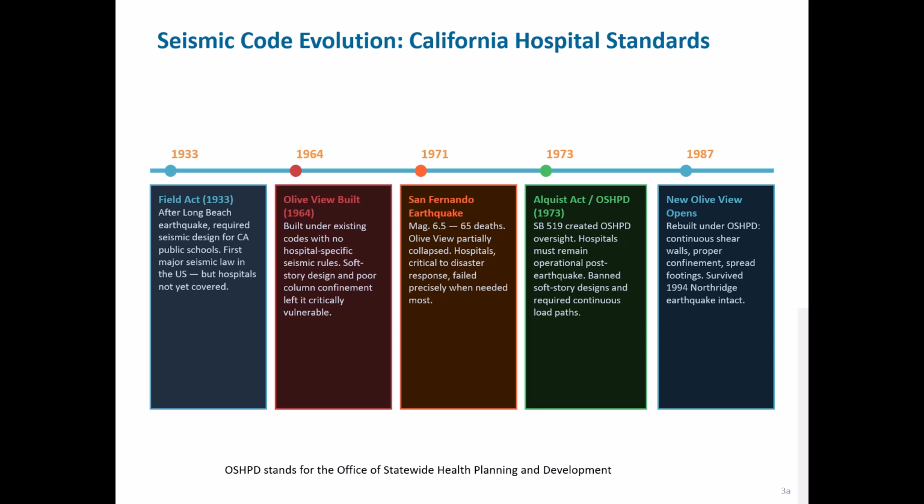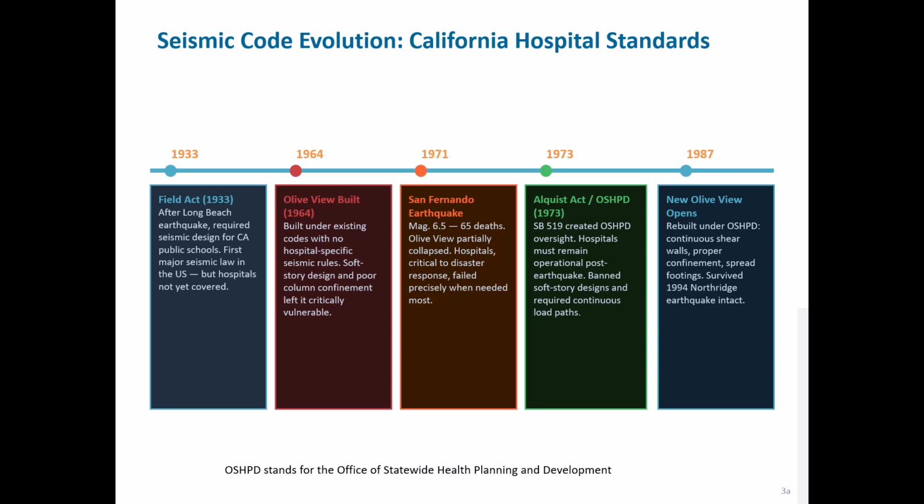Then in 1971, the San Fernando earthquake came along with magnitude 6.5. The hospital partially collapsed, and hospitals are critical to disaster response. Of course, the hospitals have patients receiving ongoing care. They need to remain open to receive the incoming wounded.